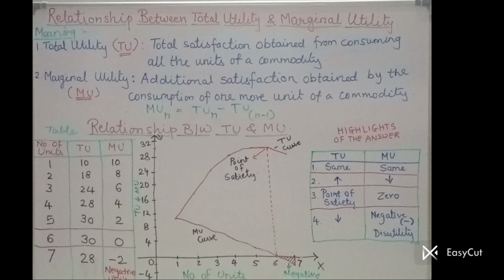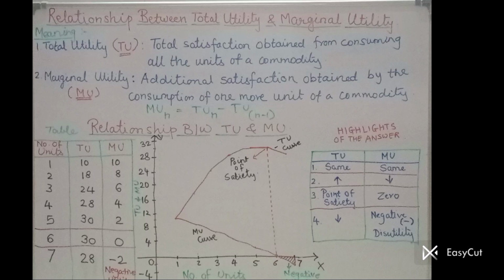The same procedure continues. We are assuming with the fourth unit consumption, TU becomes 28, so MU becomes 4. As we proceed with the consumption, with the fifth unit of consumption, our TU becomes 30, so MU is becoming 2. 30 minus 28, it's 2.